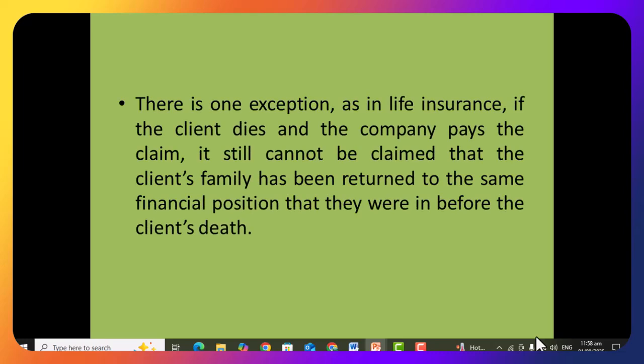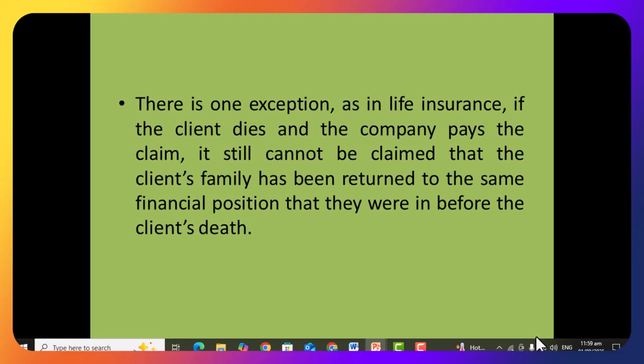So now life insurance is an exception because you cannot fix a financial value on the life of a person. One cannot say that, say, if the company has paid 100,000 USD to the deceased's son, the insurance company cannot claim that through paying 100,000 USD, it has brought the son into the same financial condition as it was before his father's death. So that's why life insurance contracts are not considered contracts of indemnity.